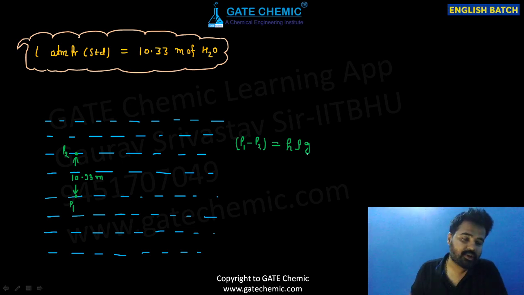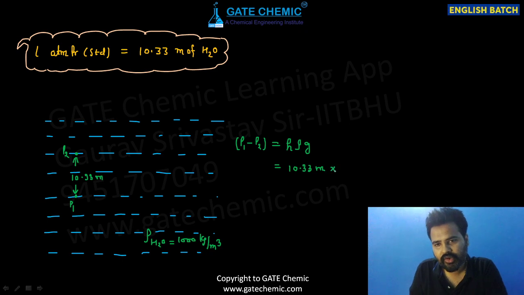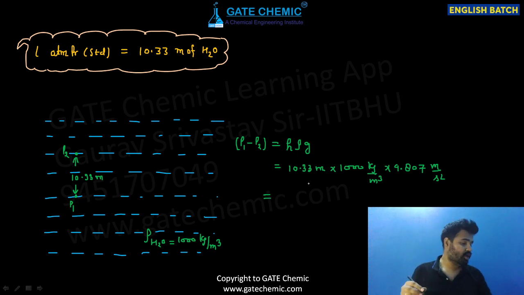Now, this is water, H2O. The density of water at 4 degrees Celsius is 1000 kilogram per meter cube. If nothing is given in your problem, then just take 1000 as the density of water. What is H? H you are taking as 10.33, so it's 10.33 meter. What is rho? It's 1000 kilogram per meter cube. What is G? G is 9.807 meter per second square. Now, can you tell me after calculation how much? Calculate all numerical values.